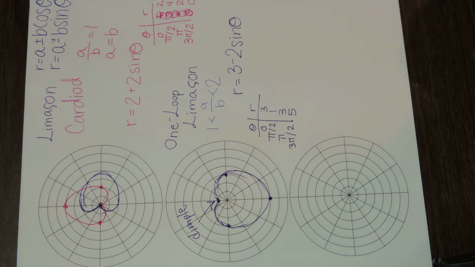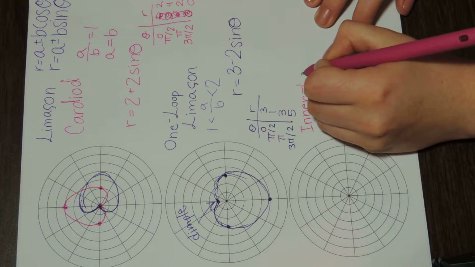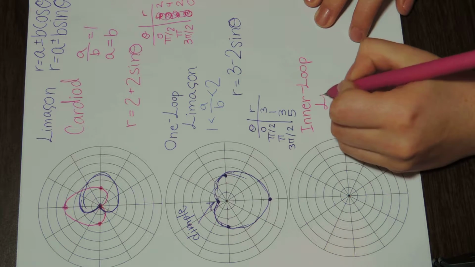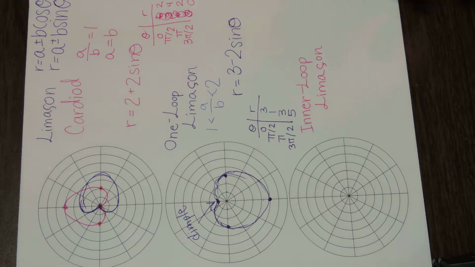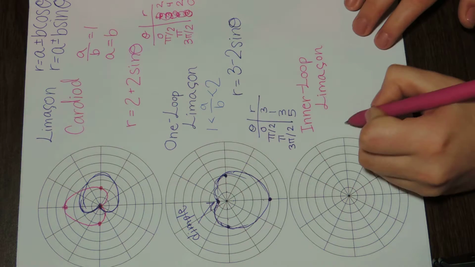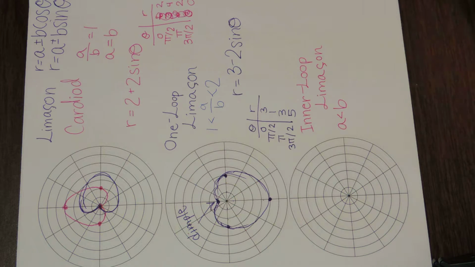Next, we have what is called an inner loop limaçon. So a limaçon with an inner loop means that A is less than B. So that's how we would identify it. Now, this is because you will get an r value that's negative. And like we said when we were plotting points, you go across the pole. And that's why we get this strange inner loop. I'll show you what I mean.